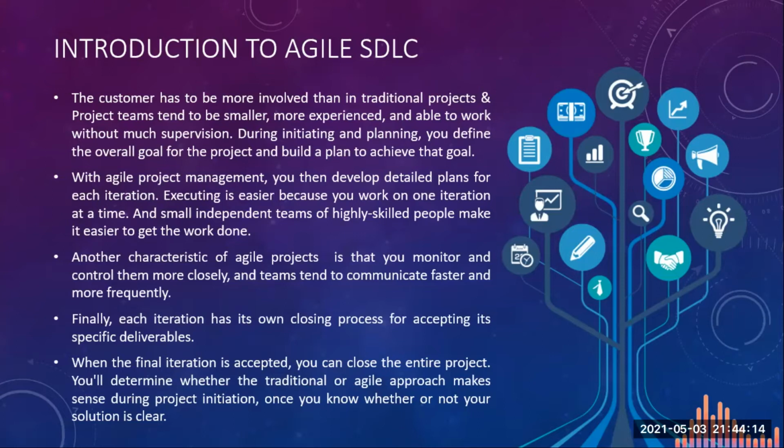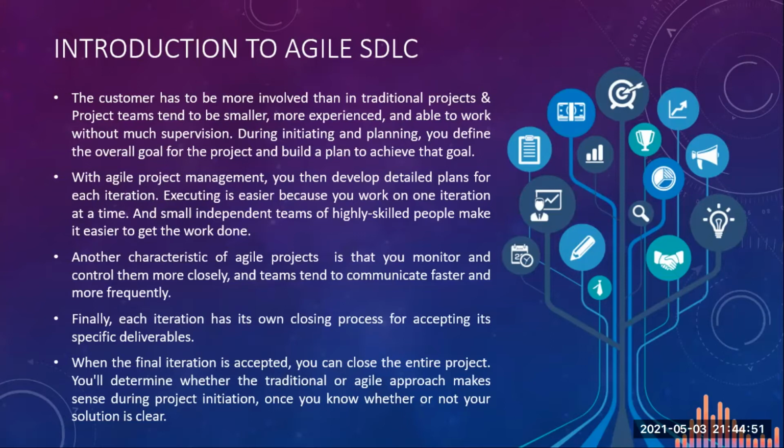During initiating and planning, you define the overall goal of the project and build a plan to achieve that goal. With Agile project management, you then develop a detailed plan for each iteration. Executing is easier because you work on one iteration at a time, and small independent teams of highly skilled people make it easier to get work done.